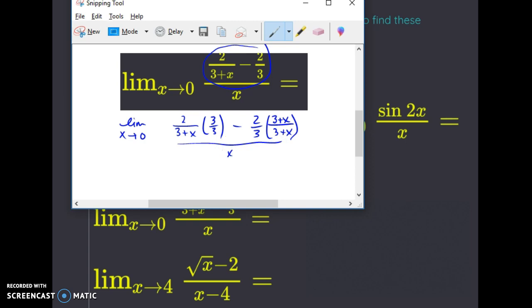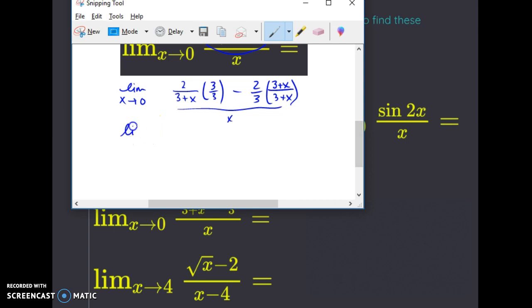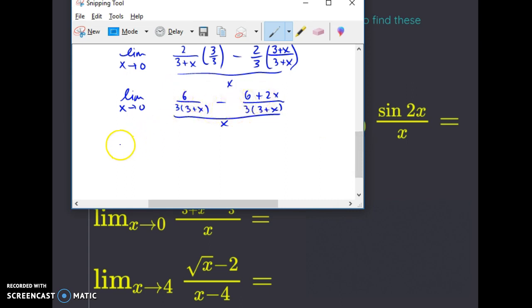Okay, now I'm going to go ahead and multiply out my numerators here. So I have the limit as x approaches 0 of [6 over 3 times (3 plus x)] minus [(6 plus 2x) over 3 times (3 plus x)], all over x. Well, now it's subtraction, and I now have a common denominator, so I can just go ahead and subtract like terms. So 6 minus 6 is 0, and then no x's minus 2 x's would be negative 2x. And then in my denominator, I have 3 times (3 plus x), and then all of that is divided by x.